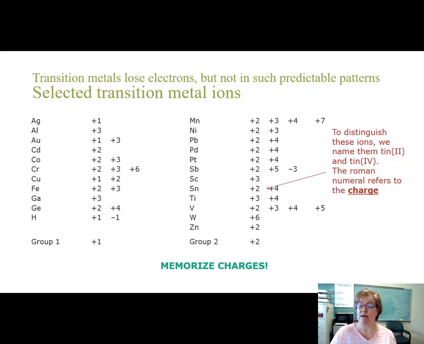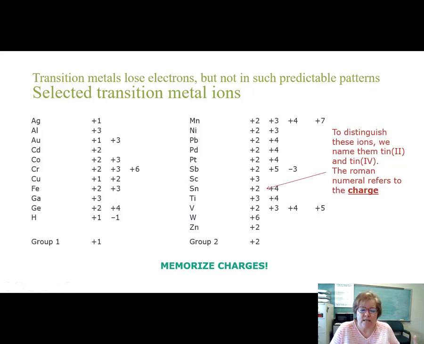Note that some of them, like silver and zinc and gallium, only make one particular ion. So silver only forms a +1 cation, gallium only forms a +3 cation, but we see some of these other ones can form multiple charges. So sometimes tin, Sn, forms a +2 and sometimes it forms a +4.